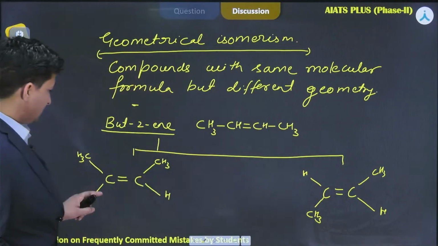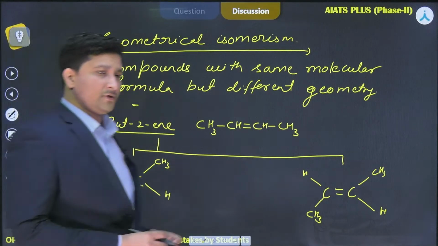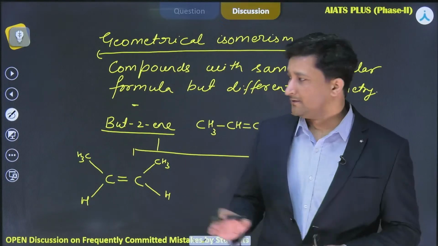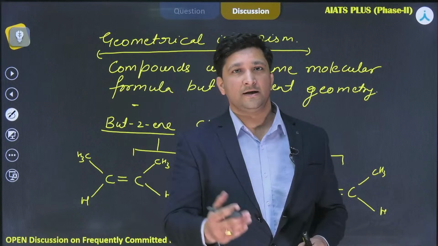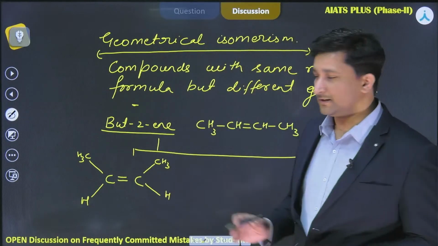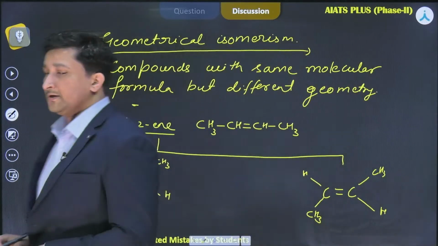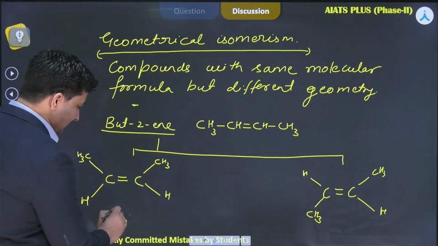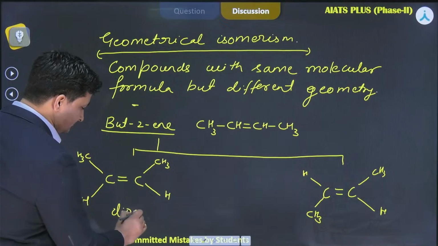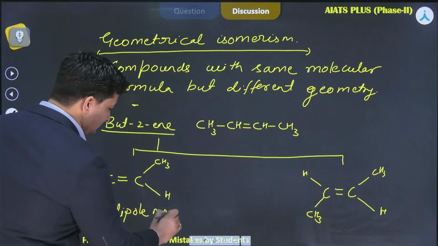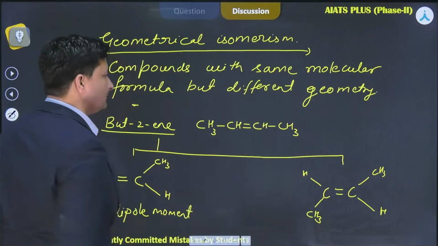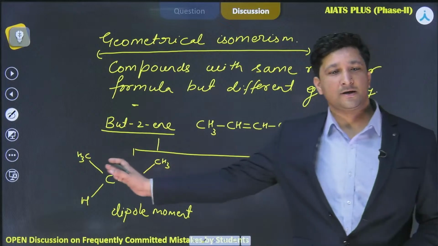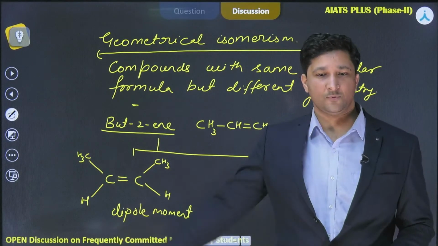Now have a look here. These two isomers have certain different properties. CH3 has an electron donating effect, it has a plus I effect. It will donate electrons, and due to this there is a net dipole moment, mu, because both the dipole moments are not cancelling each other. That's why it has a net dipole moment.